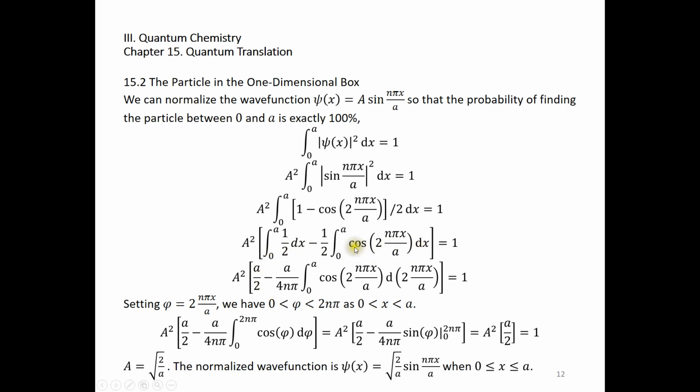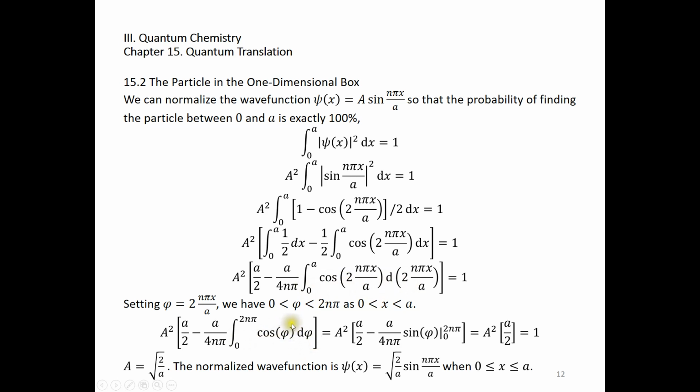This one is a little tricky, but still we can do variable substitution. We can multiply this x by 2n pi over a, and over here we have this divided by 2n pi over a. And we can set phi to be 2n pi x over a. This is just standard variable substitution in integral calculus. And then we have this integral of cosine phi. That's really easy to integrate.